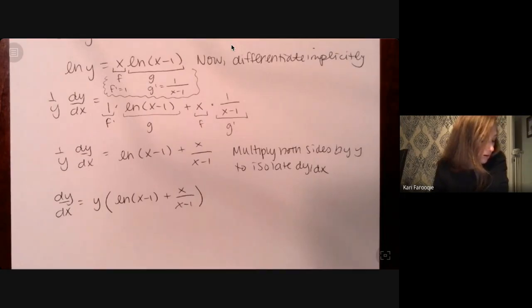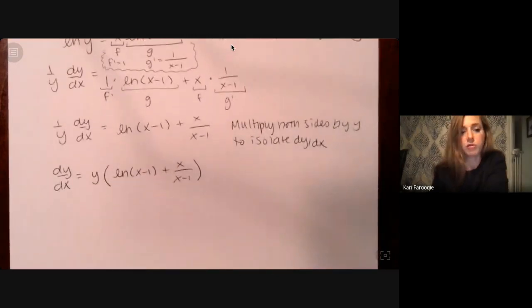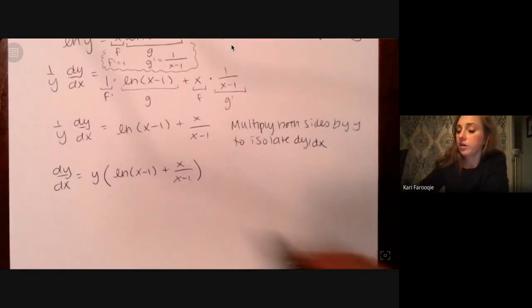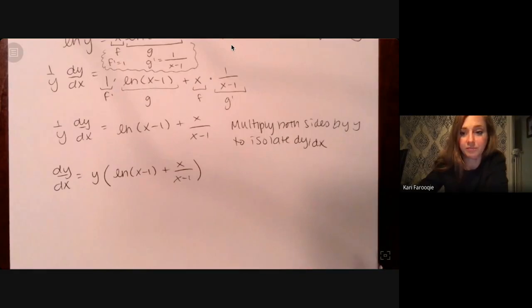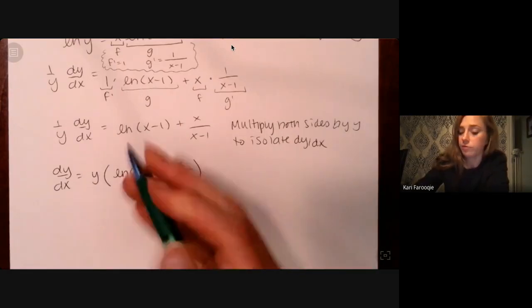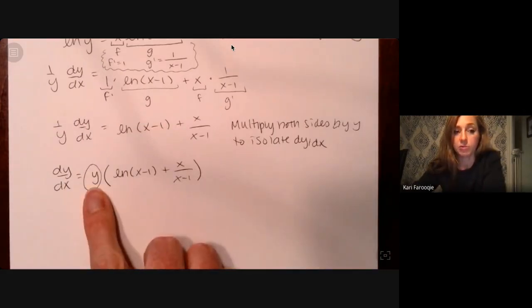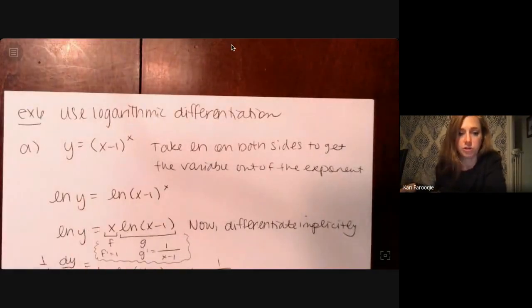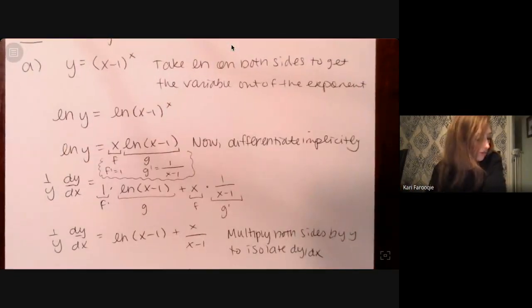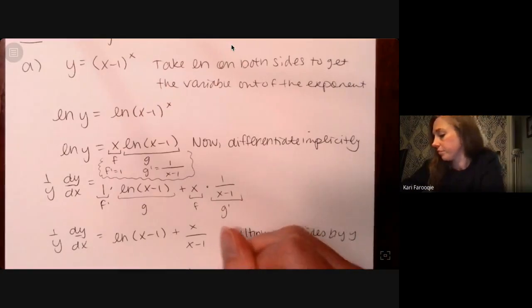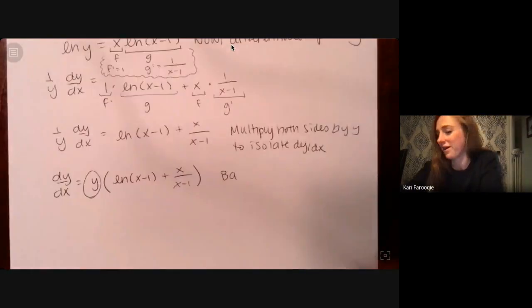And then you might be wondering, okay, but this says dy/dx, and everything's in terms of x and y. Well, here's the kicker. You have this y here. You're going to swap it back out. We're going to back substitute. So the y that you ended up multiplying by on both sides was originally x minus 1 to the x power. It still applies. So we're going to back substitute.